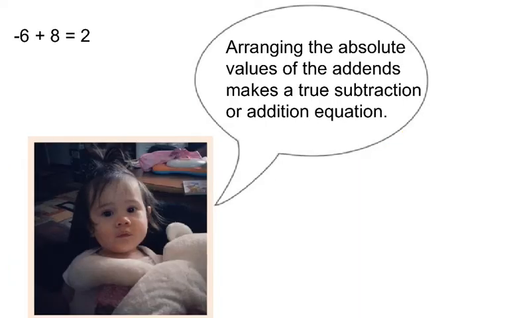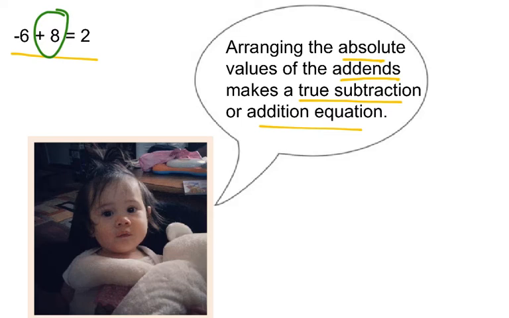So arranging the absolute values of the addends, the numbers you're adding together, makes a true subtraction or addition equation. If they have opposite signs, we can turn it into a subtraction problem. First, we need to make a little note. My higher number is 8, and 8 is positive.